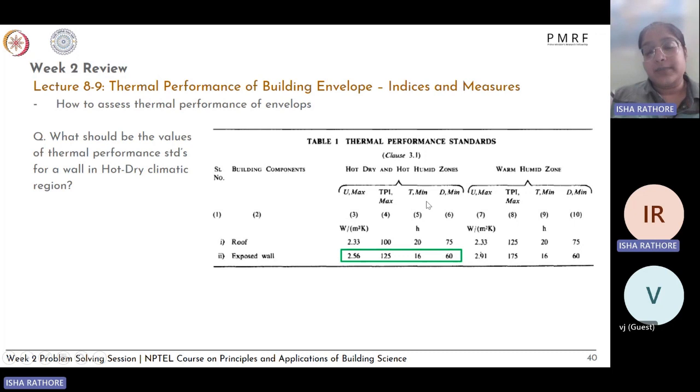TPI, your thermal time constant should be minimum 16 hours, and your minimum thermal damping should be 60%. So this is how you read the tables, and these are the values you should try to achieve in your buildings in a hot, dry climate region for your walls.